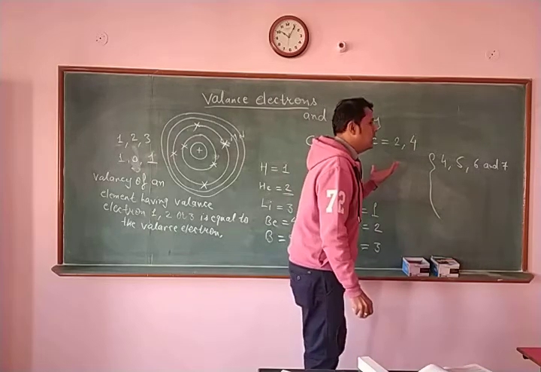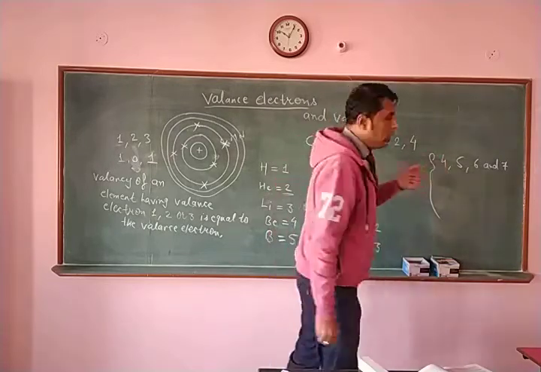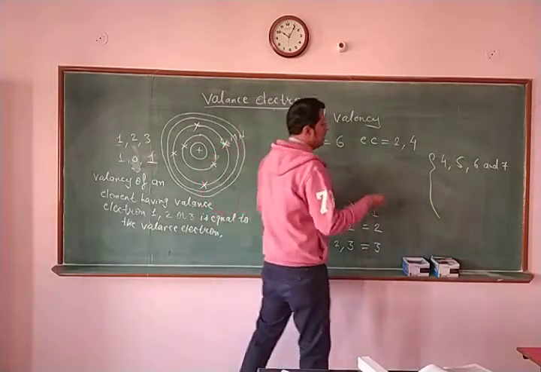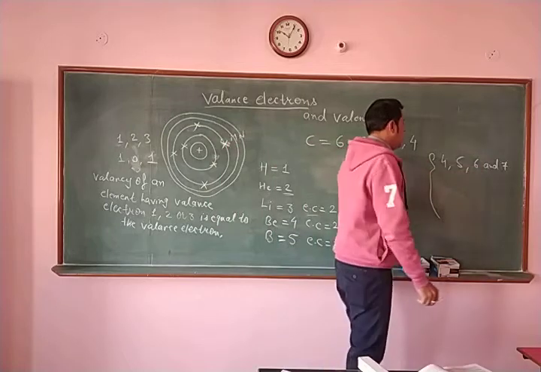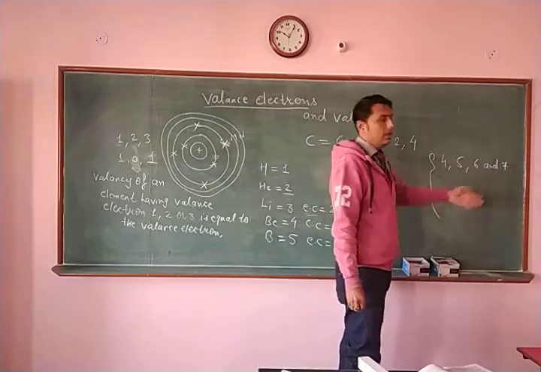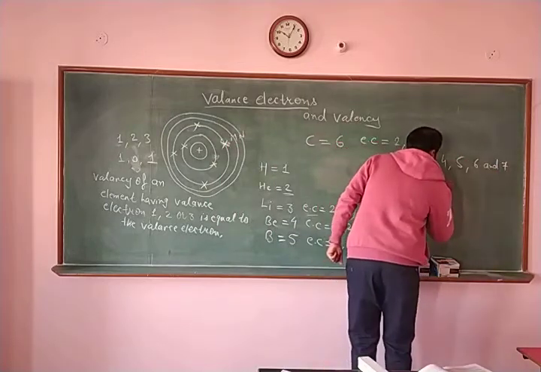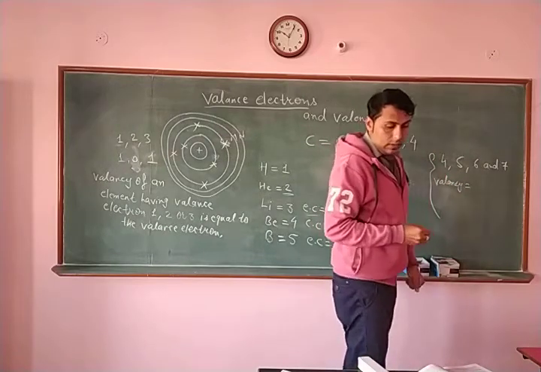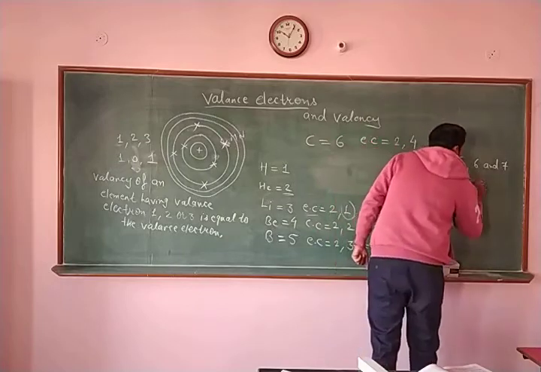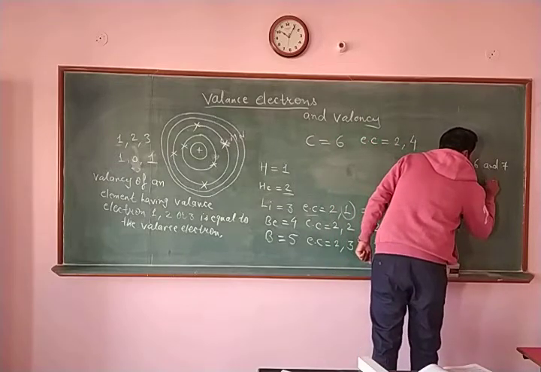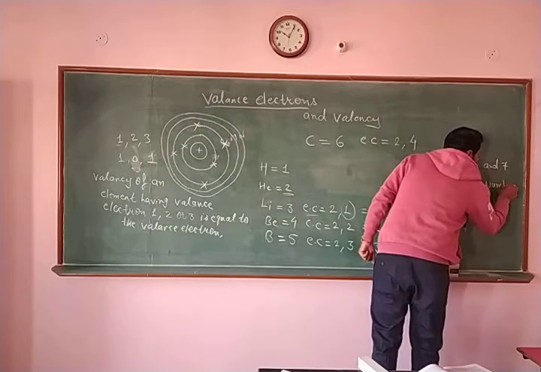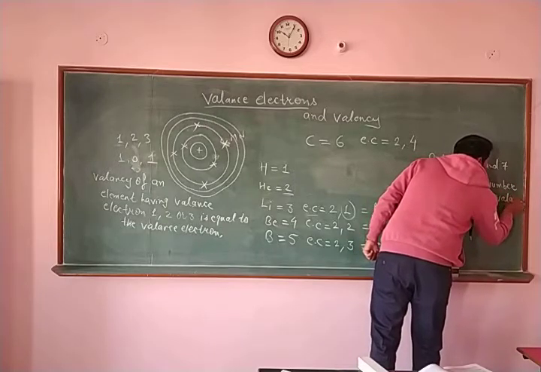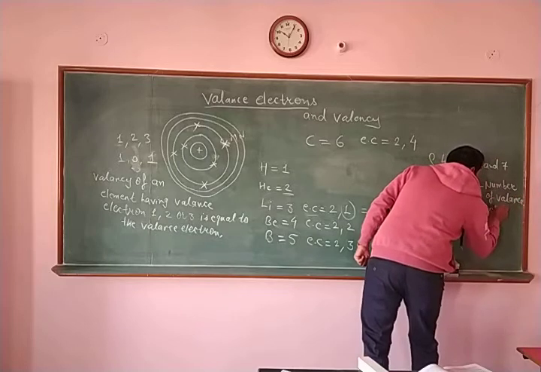So we can have a formula for elements having 4, 5, 6 or 7 valence electrons: valency equals 8 minus the number of valence electrons.